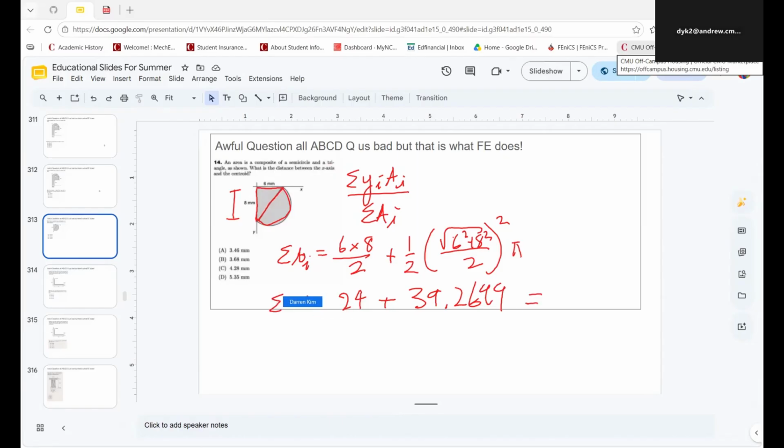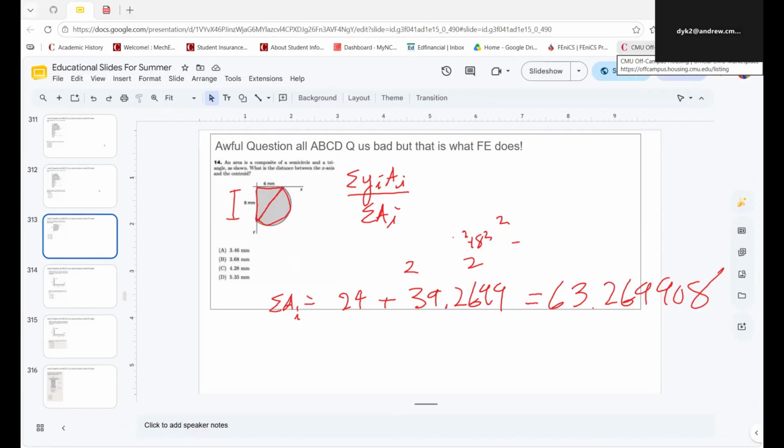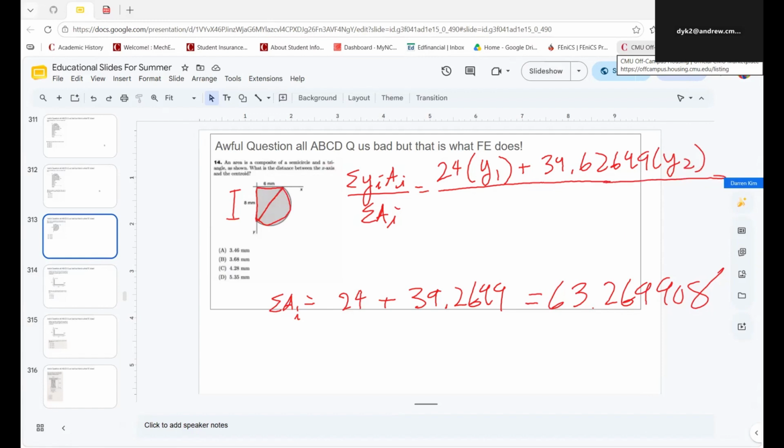Why I did that is because we need the individual ones too. So plus 24 on that, and we get 63.269908. We get rid of all the previous stuff over here. We keep the 24 and 39.6 because it's visually easier to write this way. So 24 multiplied by some y1 plus 39.62699 by y2, divided by 63.269908. With that said, y1 is basically 8 divided by 3, because this thing is a triangle, so divided by 3 we get there.